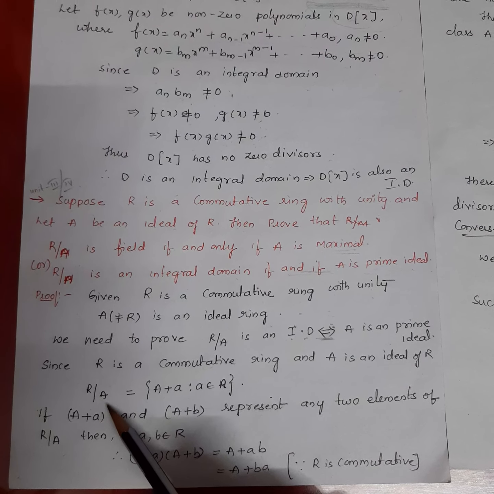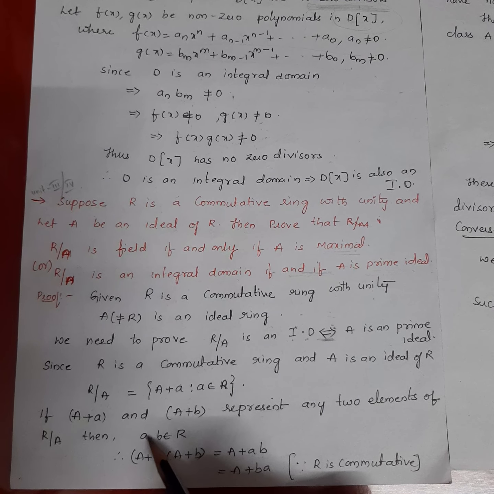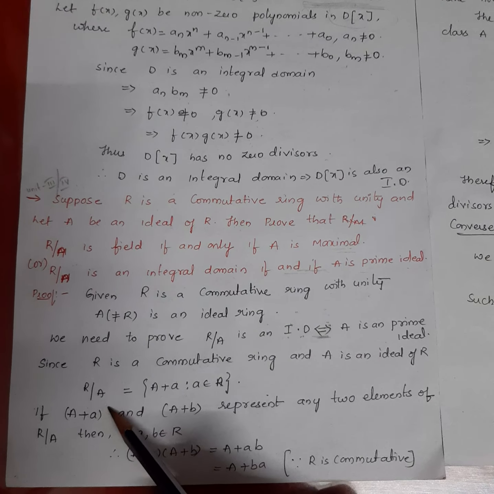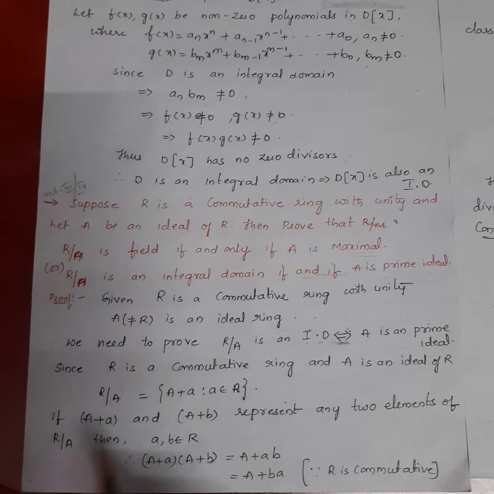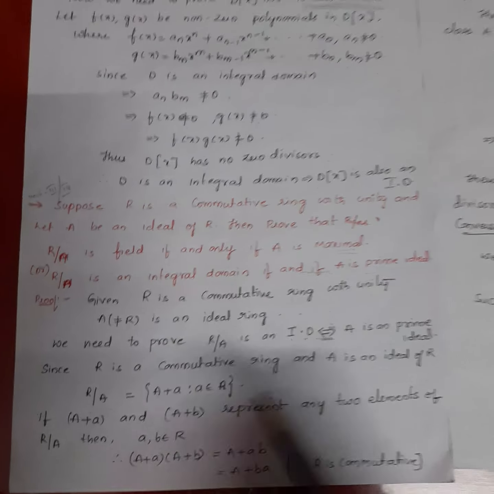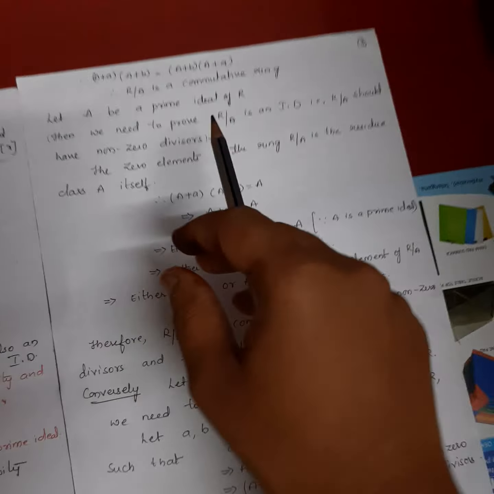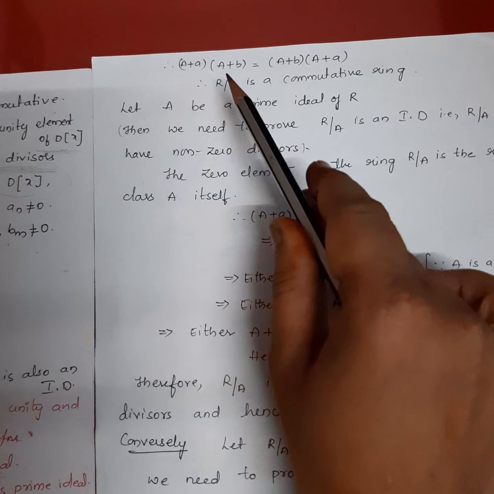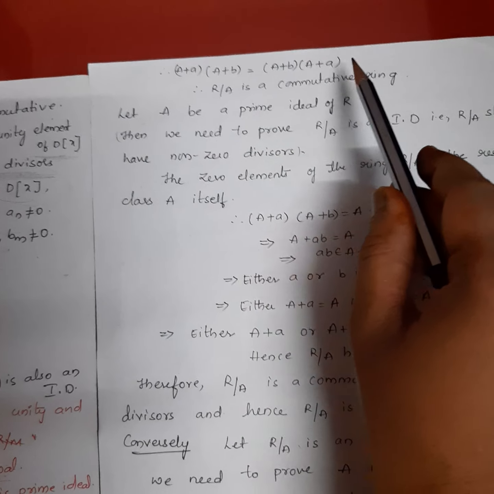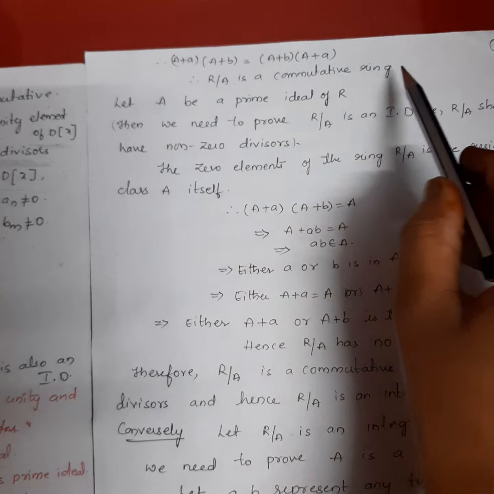In R the elements are a and b, but in R/A the elements are a + A and b + A. Now we are going to prove that these two commute. Here (a + A)(b + A) = (b + A)(a + A). So R/A is a commutative ring.